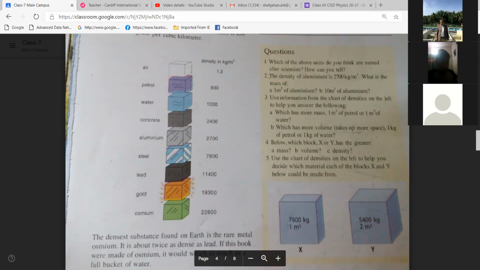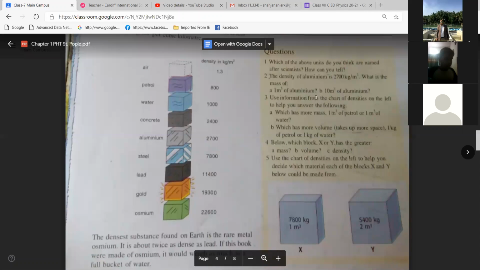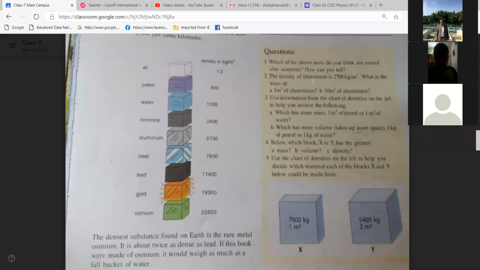Exactly, I will give you similar questions, and you will only get the numbers changed. Here we are having 2700 kg per meter cube, and there might be different numbers. Here we are getting aluminum, there might be another metal. So this way there will be a difference, but the process and the question pattern, everything will be the same. The way you are getting in your book, the same way I'll give. There will be no difference.